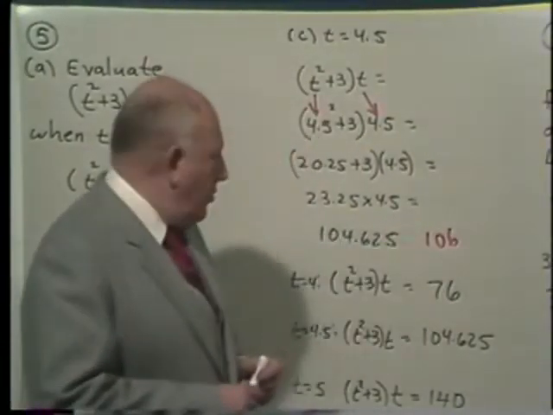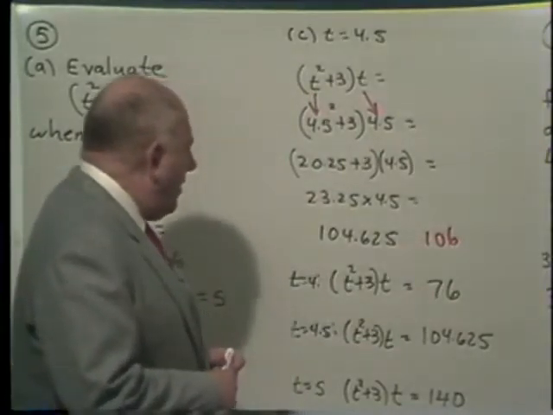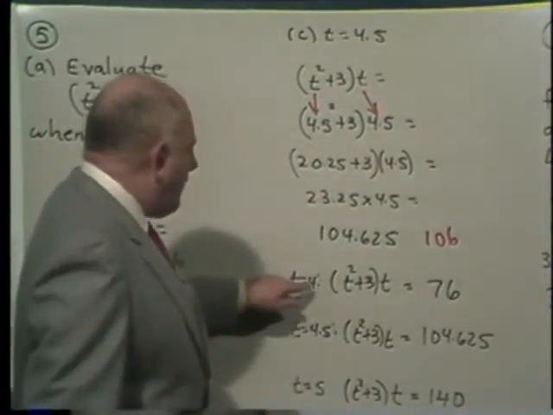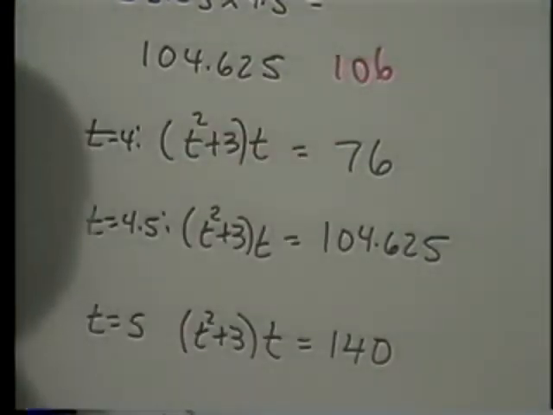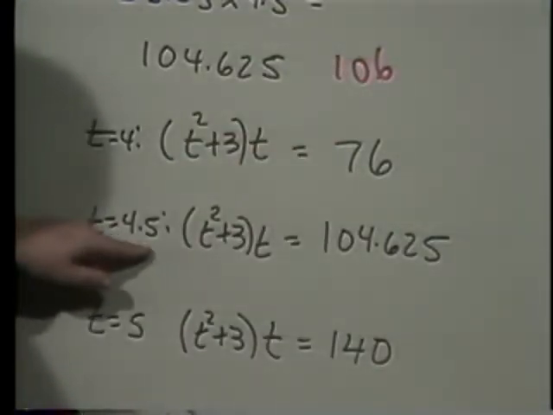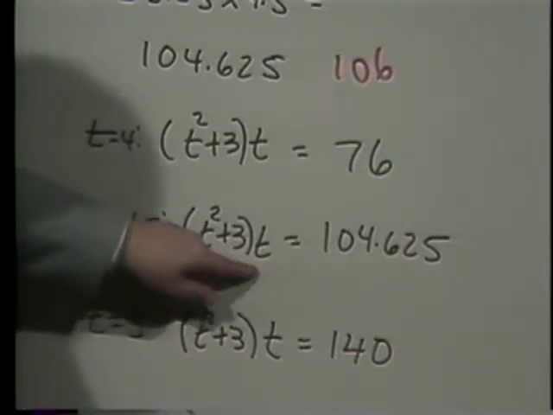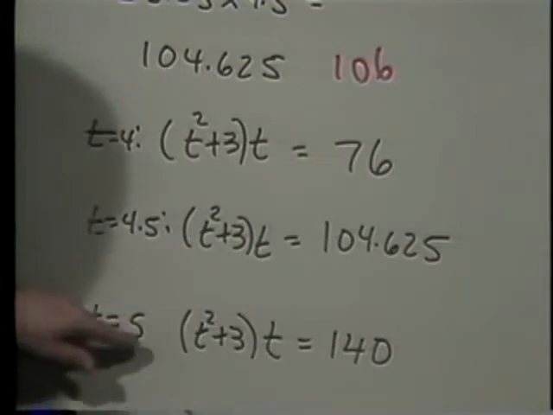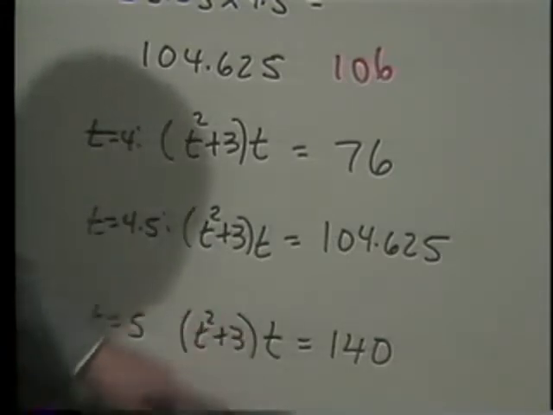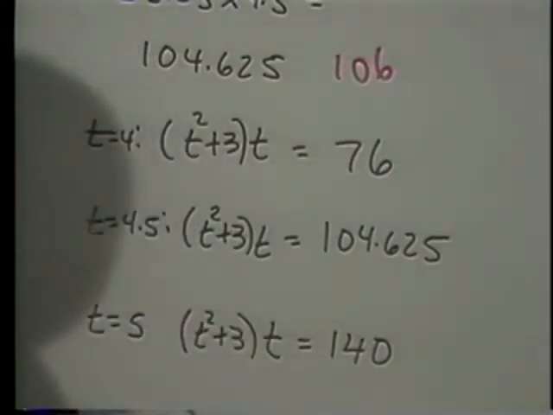It's still too small. In other words, let me summarize what's happened. When I tried 4, t squared plus 3 times t came out to be 76. When I tried 4.5, t squared plus 3 times t came out to be 104.625. When I tried 5, t squared plus 3 times t came out to be 140.